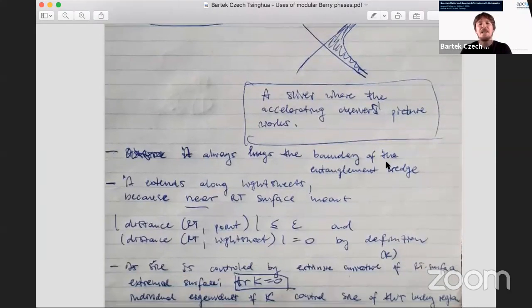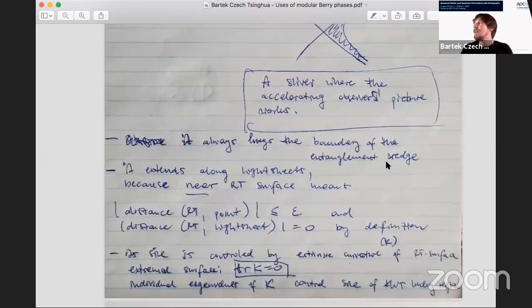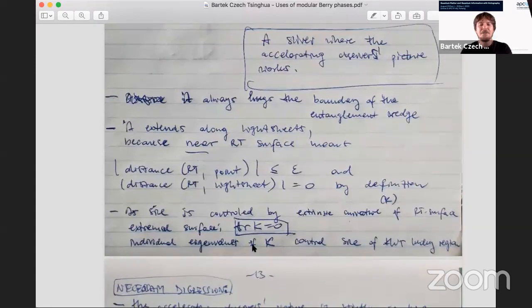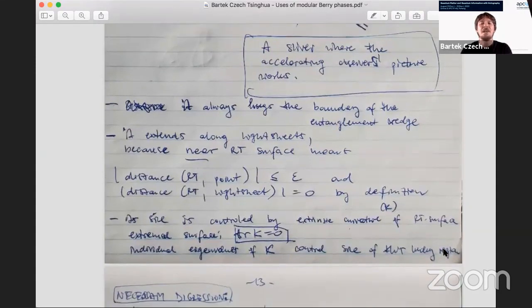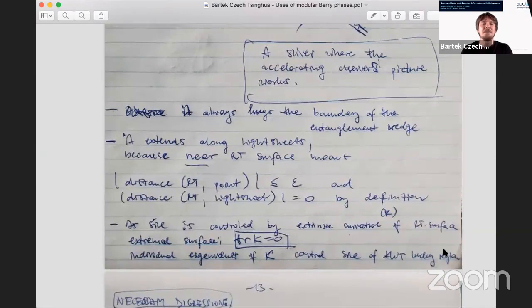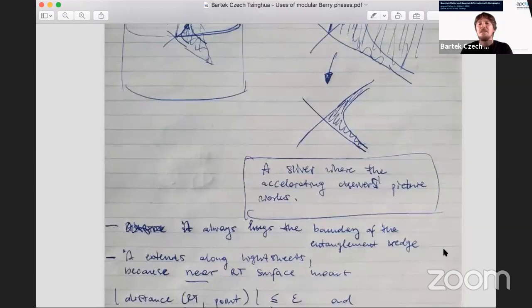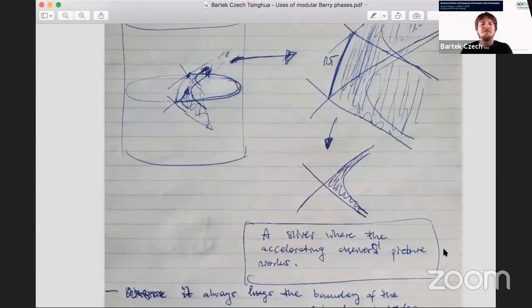And we know these facts from a paper by Aitor Lewkowicz and Tom Faulkner, which I will include in my references tomorrow. So for us, the important thing is that the individual eigenvalues of K control the size of the lucky region where I can treat the entanglement wedge as if it was Rindler space. Yes, any questions about this?